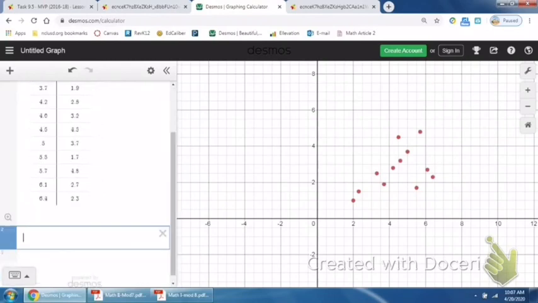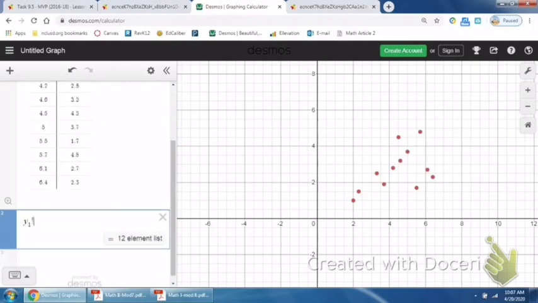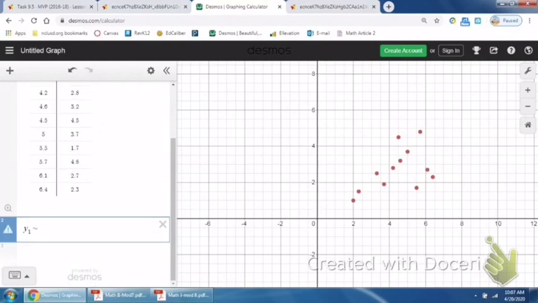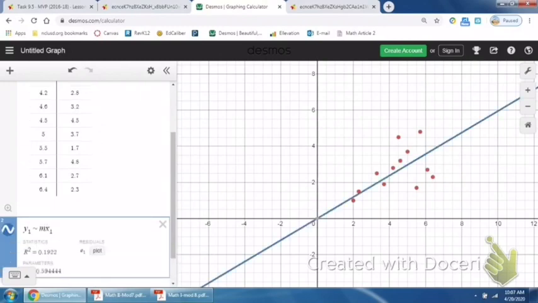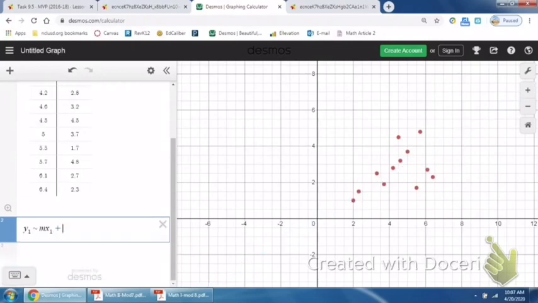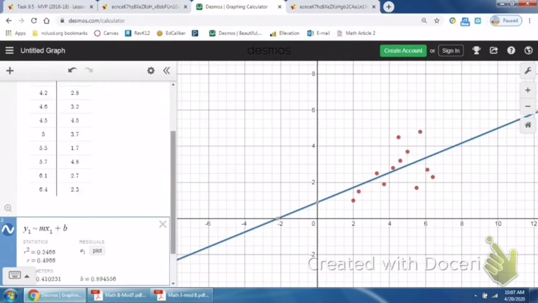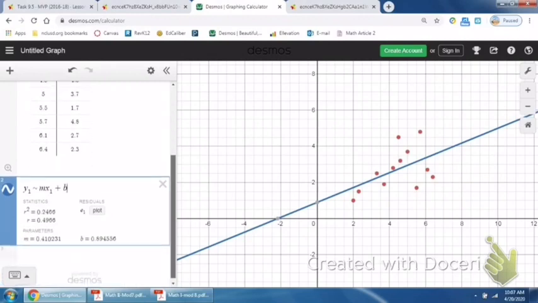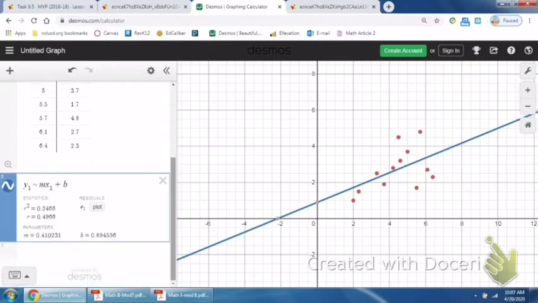So here, again, if we do y1 ~ m x1, and to get the ones, you just hit 1, y and then 1 after, plus b. Okay, so there's our line that kind of goes through the points, the line of best fit. And if we look at this correlation coefficient, it's a little bit higher, about 0.5.